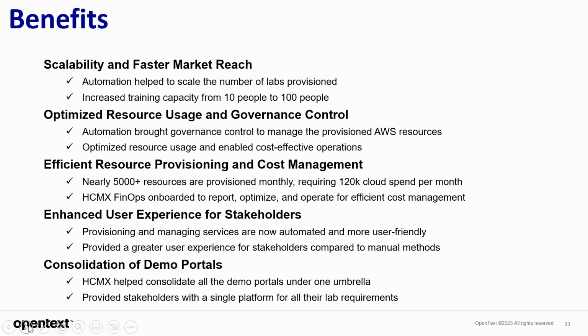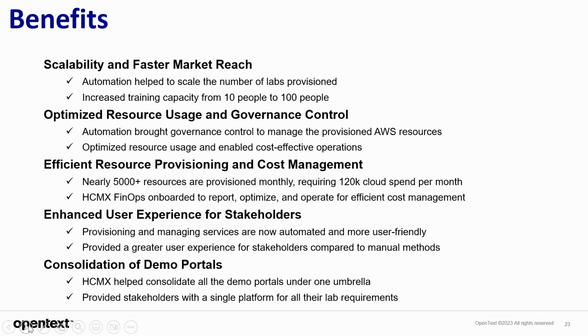So the benefits that they realized because of HCMX are scalability and faster market reach. As I mentioned, it is a complete end-to-end automatic solution, so they were able to reach the market very quickly, and their training capacity has been drastically increased from 10 to 100. The second benefit is optimized resource usage and governance control. As you are aware, HCMX is providing a wonderful governance solution. So this automation has been taken, and it brought governance control also to manage the provisioned AWS resources. And optimized resource usage and cost-effective approaches were effectively handled.